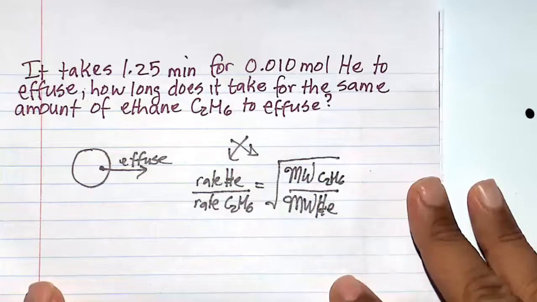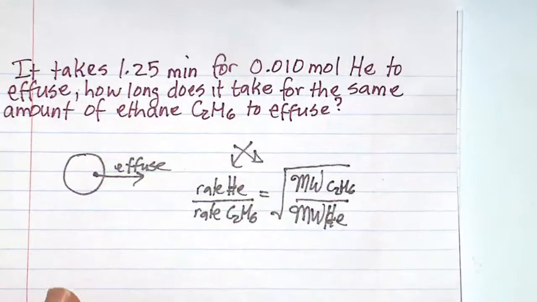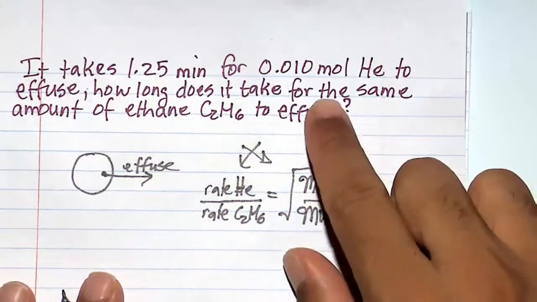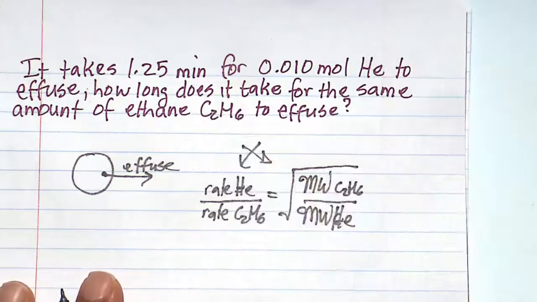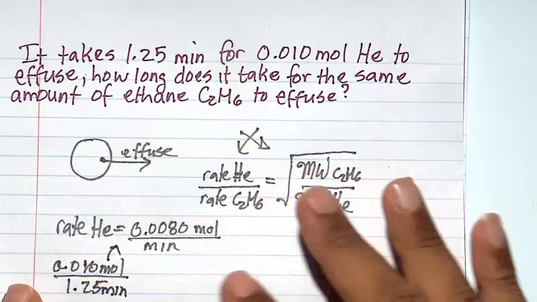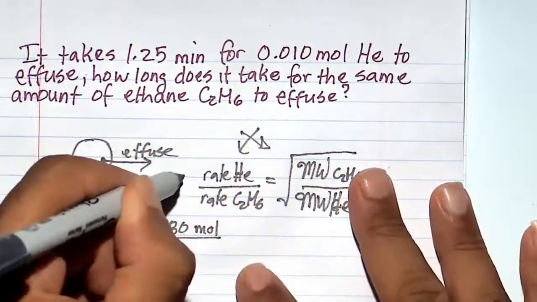All right. Well, what is the rate? It's some distance over time or some mass over time. So 0.010 mole over 1.25 is going to be the rate at which helium effuses. So we do that on our calculator to see what we get. So that's 0.080 moles per minute. That's my rate of helium.